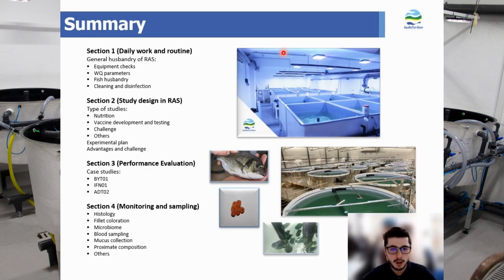Section two, called Study Design RAS. This is a more scientific part where I will describe different types of studies that can be performed in a RAS system, such as nutrition, vaccine development and testing, challenge with virus, bacteria or parasites, showing also advantages and challenges of a RAS, as well as how to write an experimental plan and what requirements you need.